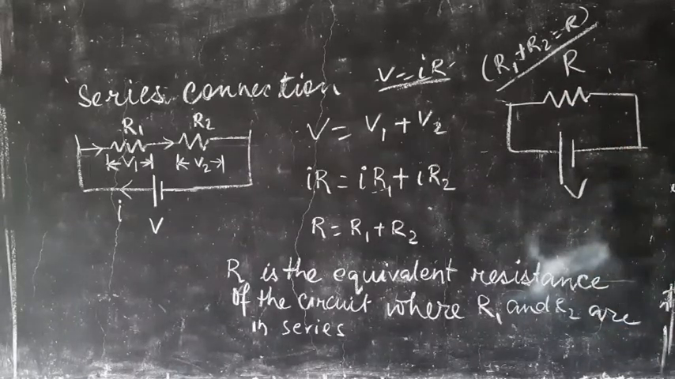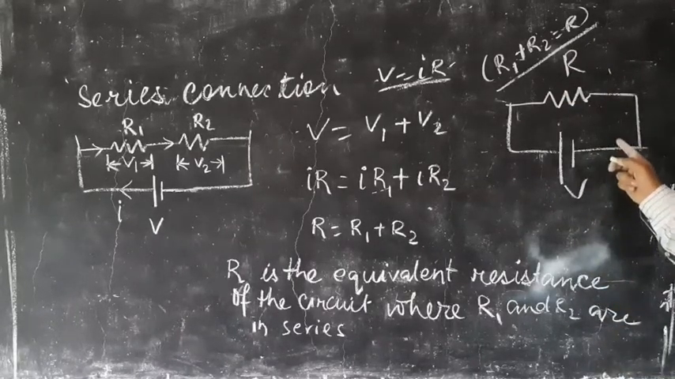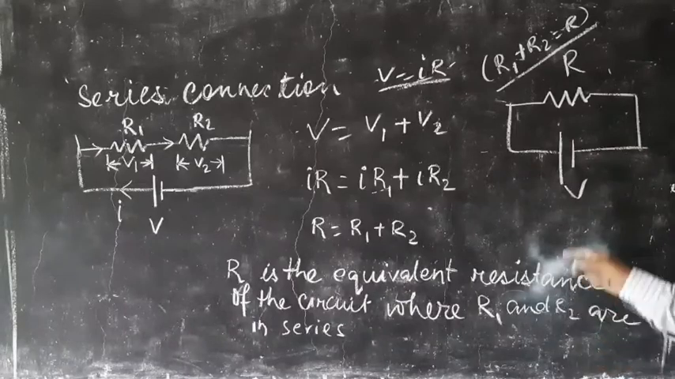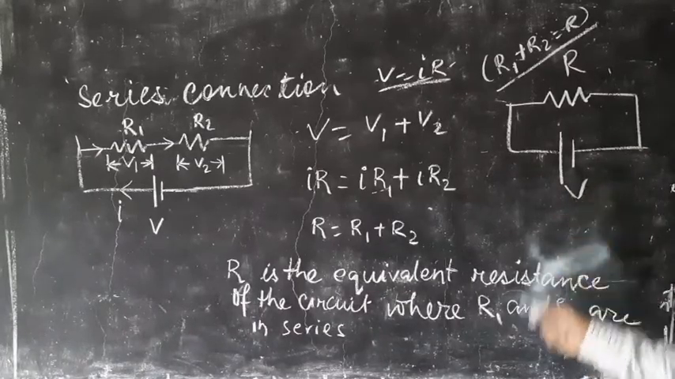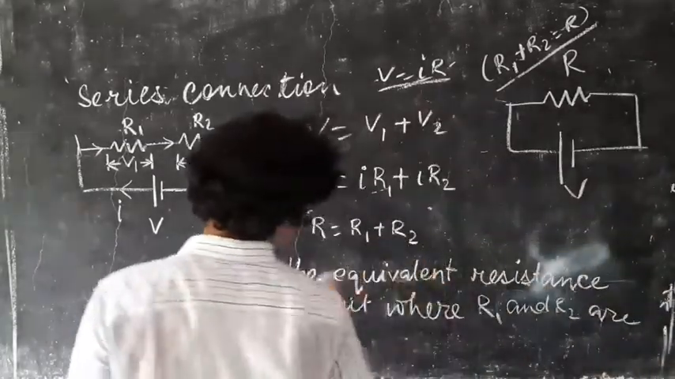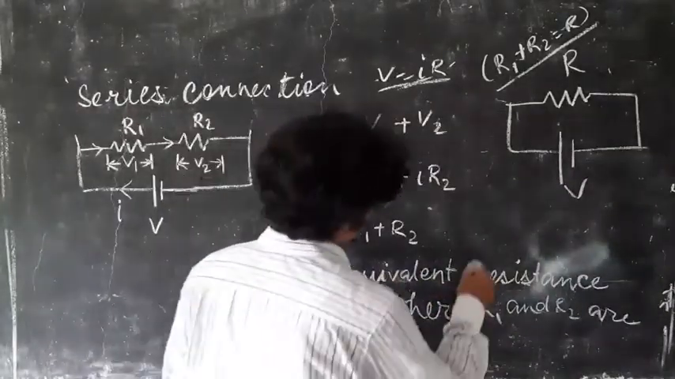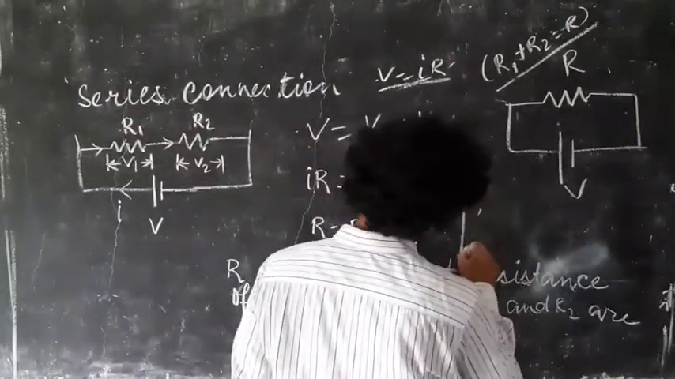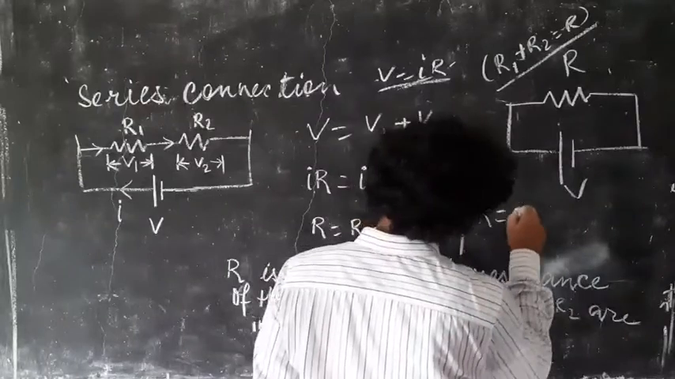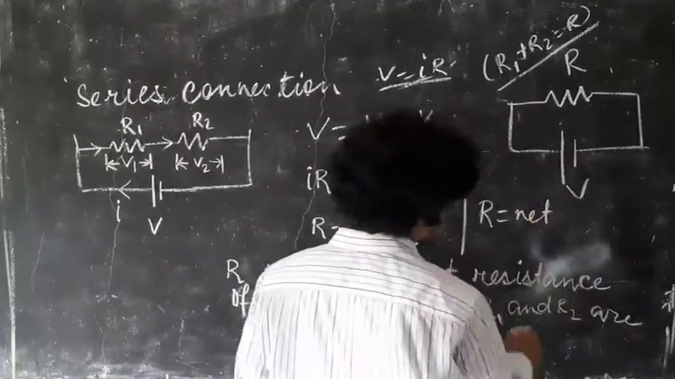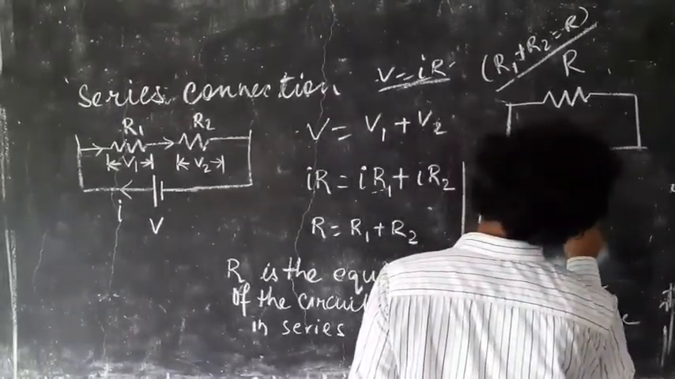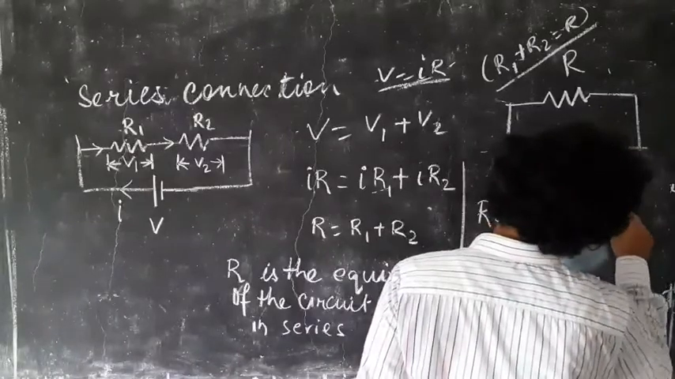So this is the equivalent resistance of the circuit. Sometimes R is called equivalent resistance, sometimes R is called net resistance of the circuit.